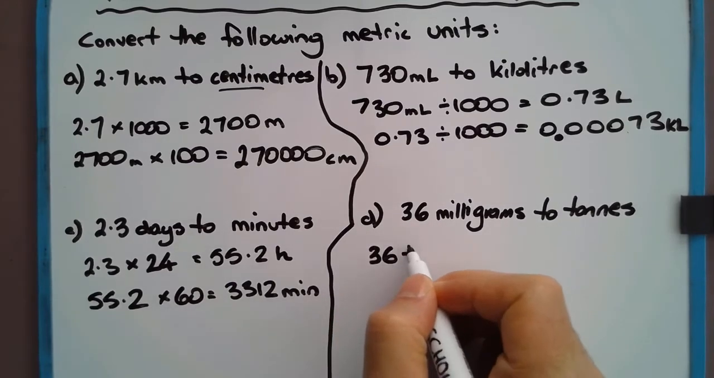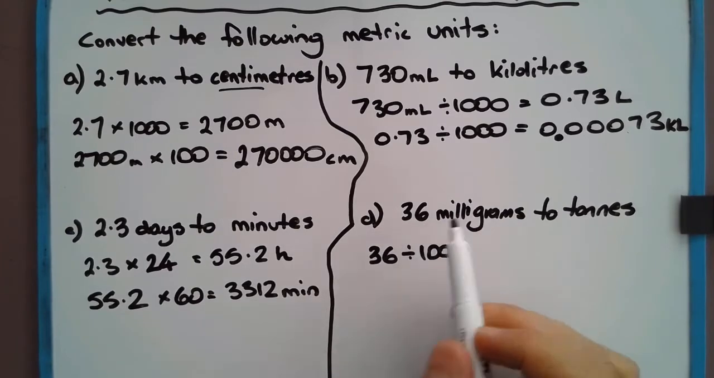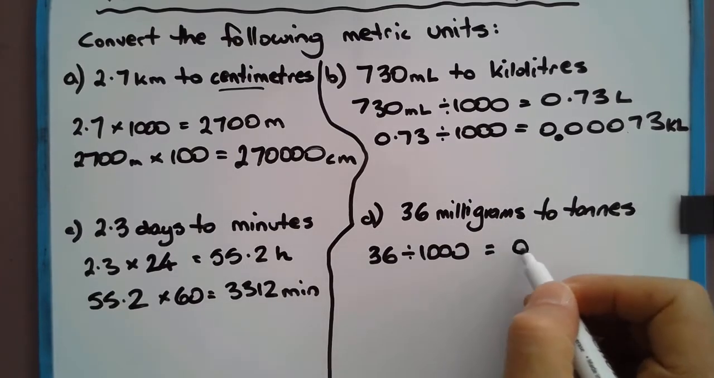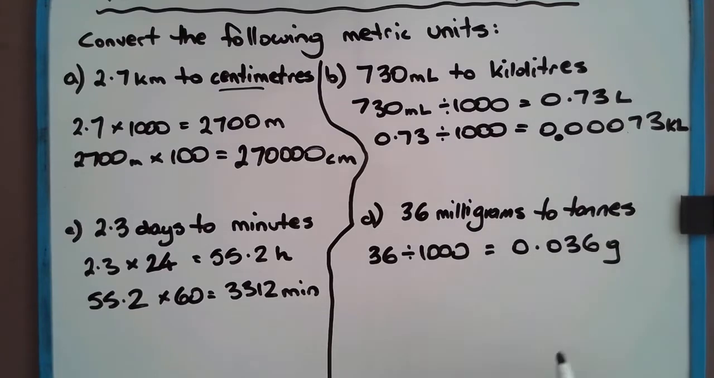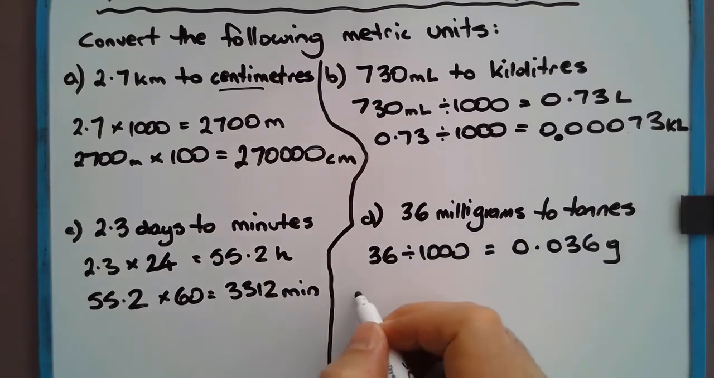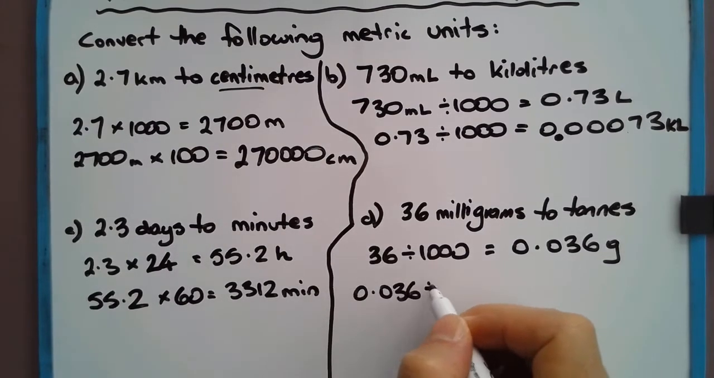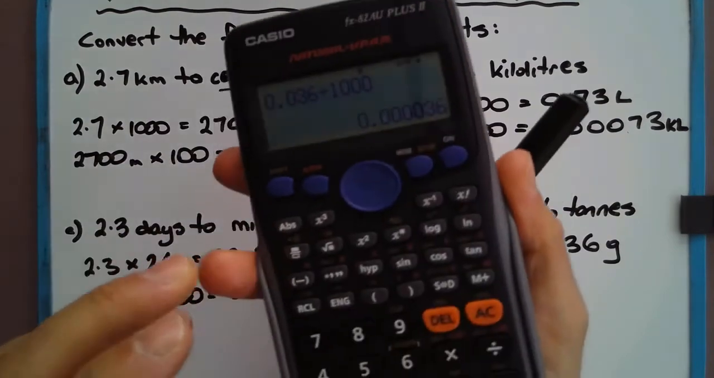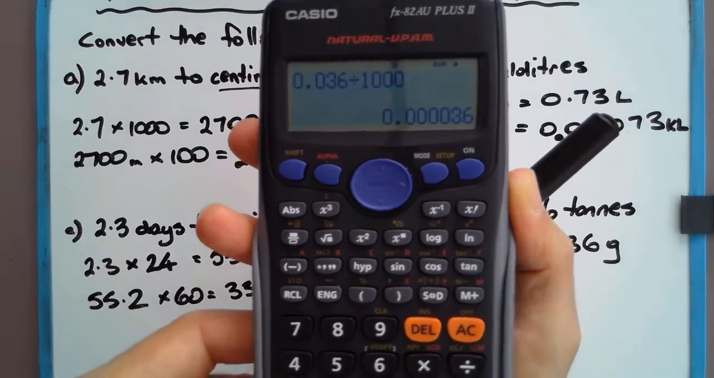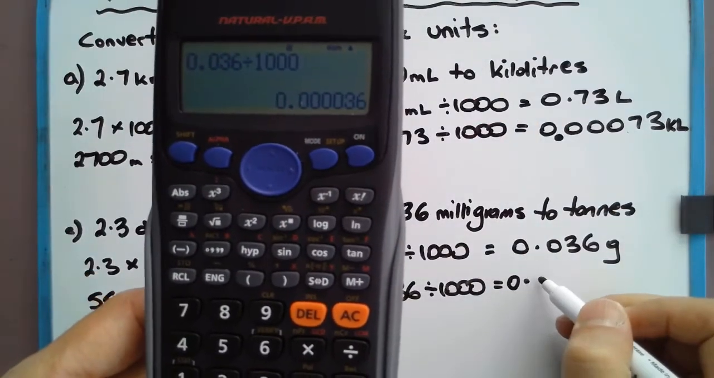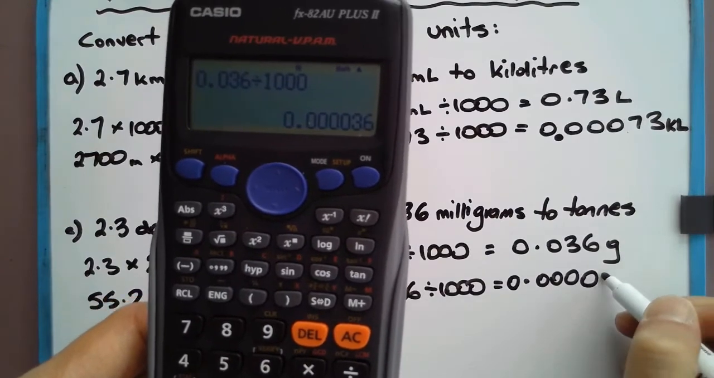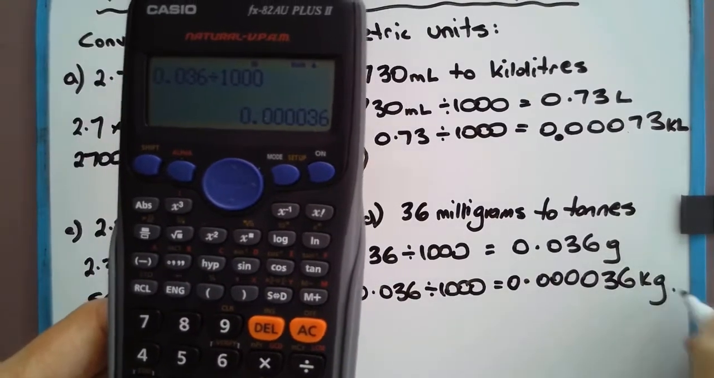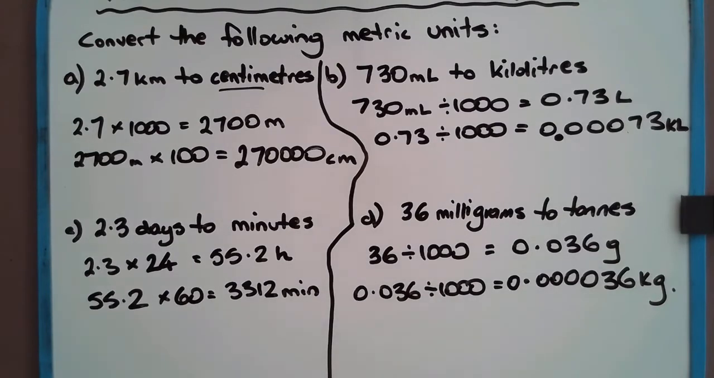So 36, we're going to divide that by 1,000, since there's 1,000 milligrams in 1 gram, and that gives you 0.036 grams. All right, so now let's convert grams into kilograms, so 0.036, we're going to divide that by another 1,000. Sometimes it just helps to do that on a calculator. You know what the answer is going to be, but just to get the right number of decimal places to get that correct. So we've got 0.000036, and that's kilograms. Again a very, very small number.